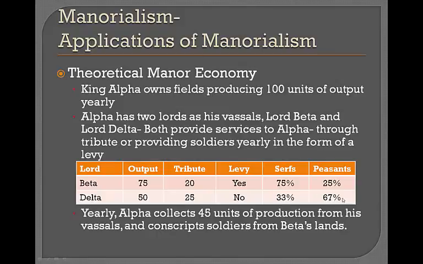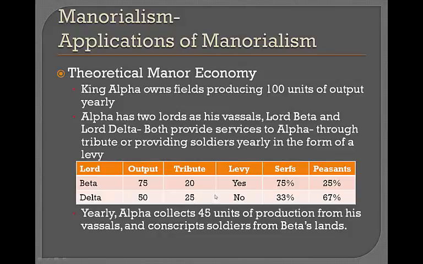So, the reason why I did that is to illustrate that, from the perspective of the lord, you're going to have more output if more of your people are required to work for you than if fewer people are required to work for you. That's just kind of intuitive. So under this regime, Alpha would collect 45 units of output from each of these lords as tribute, or you could think of it almost as his own tax on the lords. And in addition to that 45 units, he's going to gain conscripts, soldiers, from Beta each year in the form of the levy, and he's going to obviously keep that 100 units of output from his own lands.